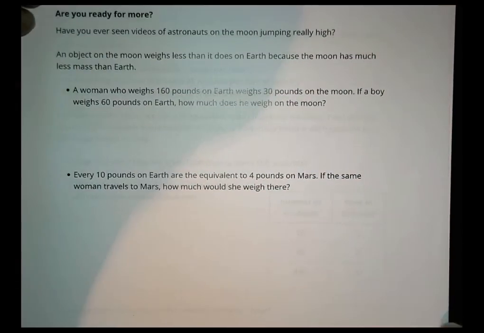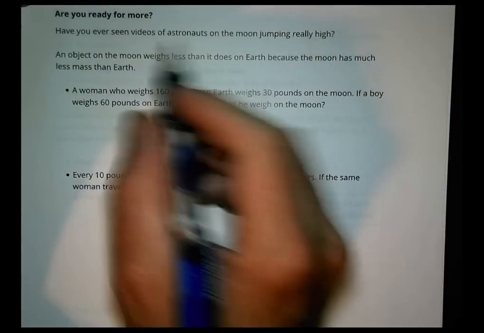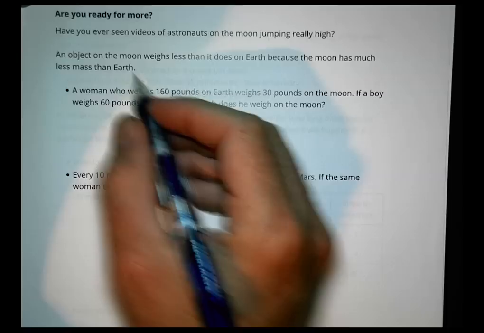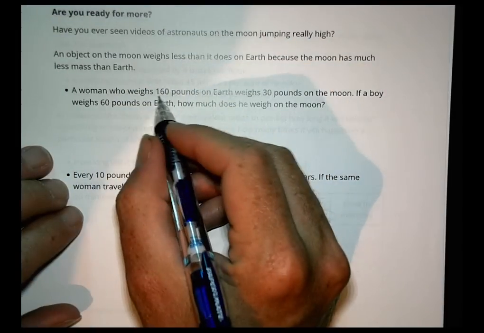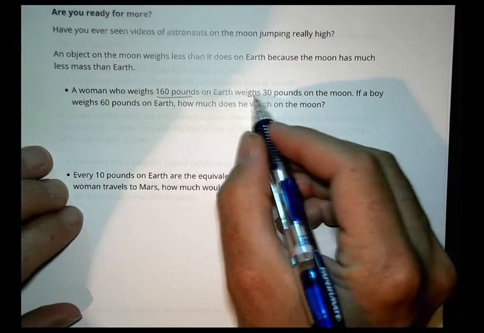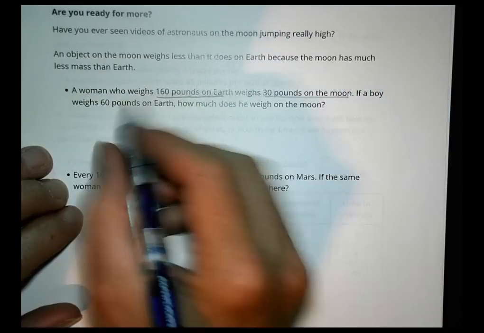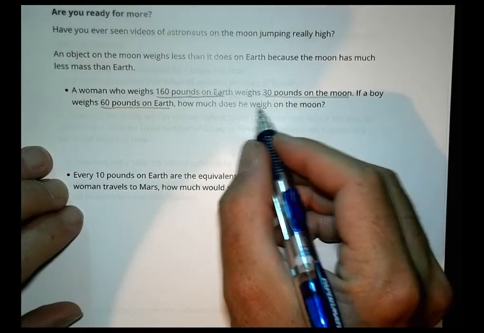Let's go one last one today. It says, have you ever seen videos of astronauts on the moon jumping really high? An object on the moon weighs less than it does on Earth because the moon has much less mass than Earth. A woman who weighs 160 pounds on Earth would weigh 30 pounds on the moon. If a boy weighs 60 pounds on Earth, how much does he weigh on the moon?